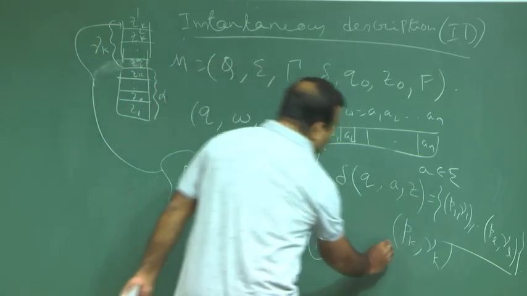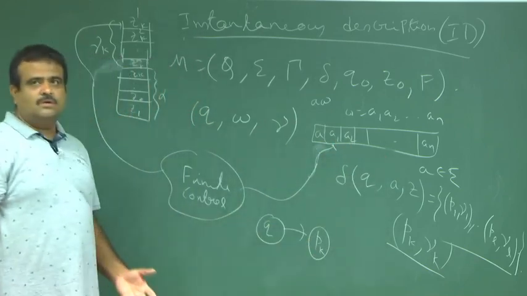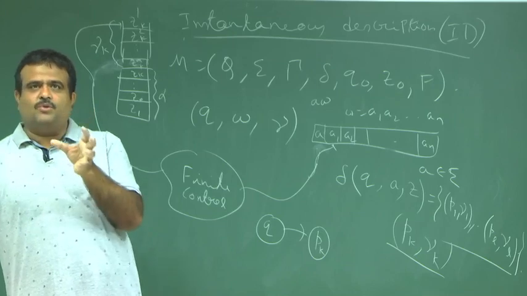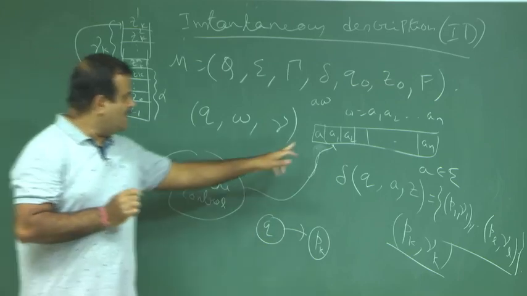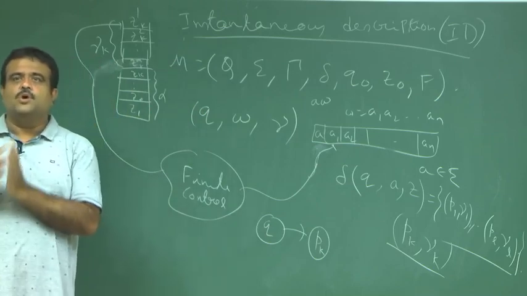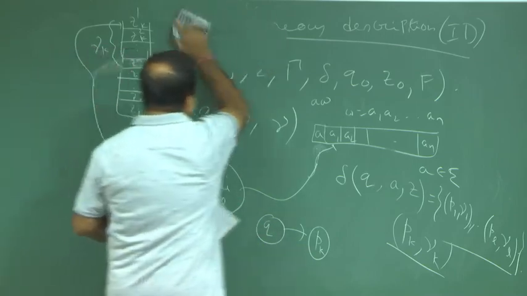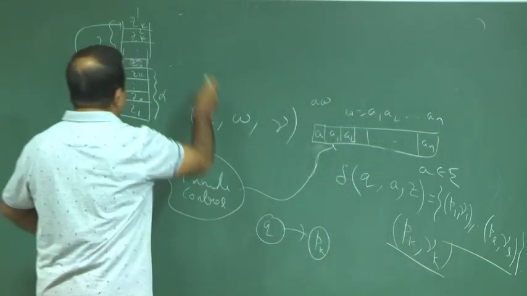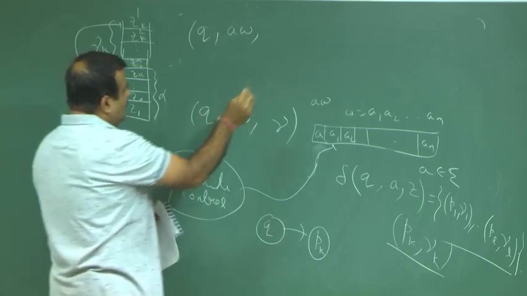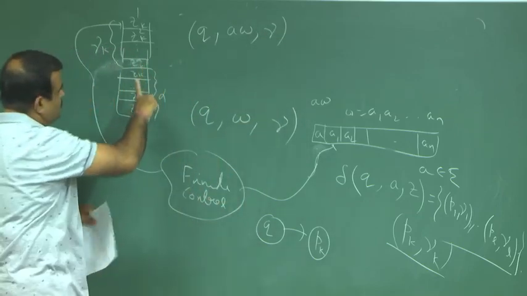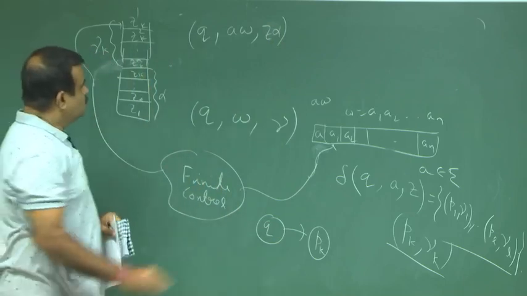If we are taking this move, the next will be this one, the remaining position of the input tape we have to read. That is the tape position, how much we have yet to read. We have been given a sequence of input, and after A we have to read this. So, this is the current position of the tape, and this is the current state position. That means this will be written as: we are at Q, AW is the current input, and then gamma. Gamma is the current state of the stack, which is nothing but say Z alpha.